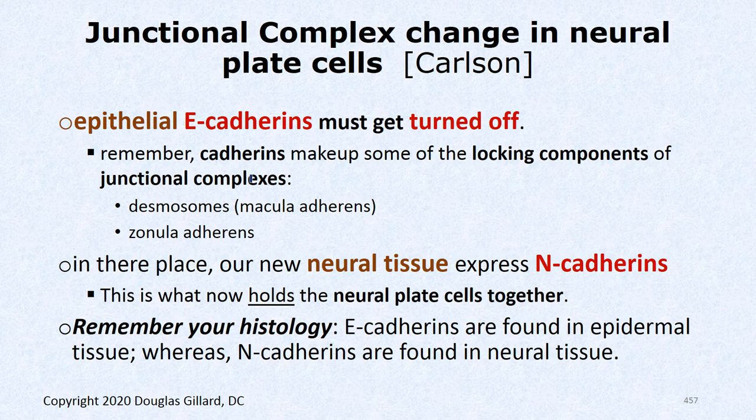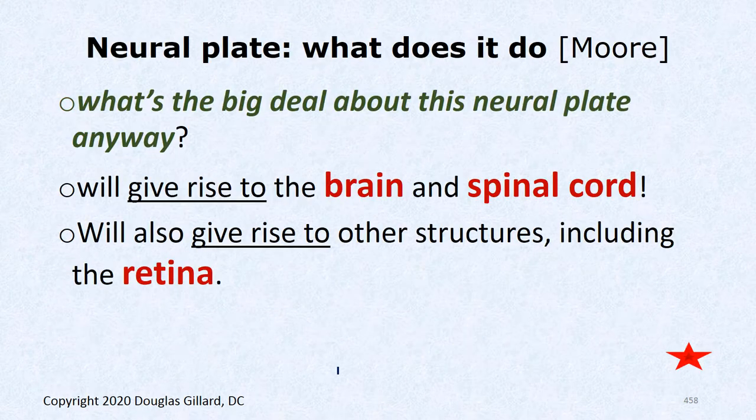We also have a little business to do as well. Remember, epithelial cells have E-cadherin, so we need to turn that off. That's the stuff that holds the cells together. Those are the CAMs we've talked about. The gene that makes N-cadherin needs to be turned on in its place. Remember your histology: E-cadherins are found in epidermal tissue, and N-cadherins hold cells together in neural tissue. We won't go into that process, though, which you'll be happy about.